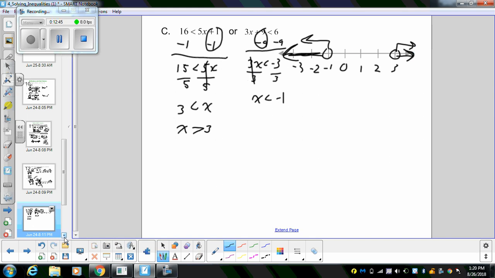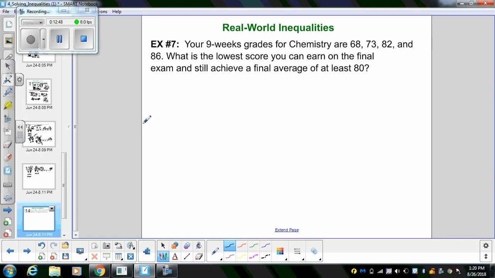Alright, let's work on the next one. Real world inequalities. Your 9-week grades for chemistry are 68, 73, 82, and 86. What is the lowest score you can earn on the final exam and still achieve a final average of at least an 80? First step, I have to name my variables. So let F equal the grade on the final exam.